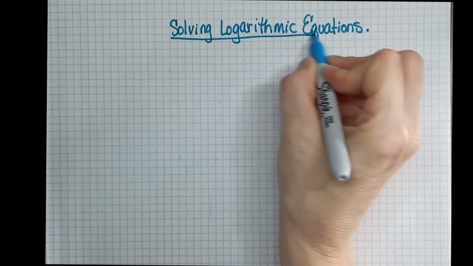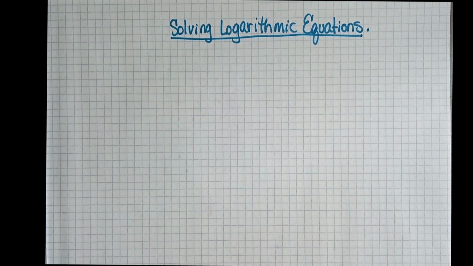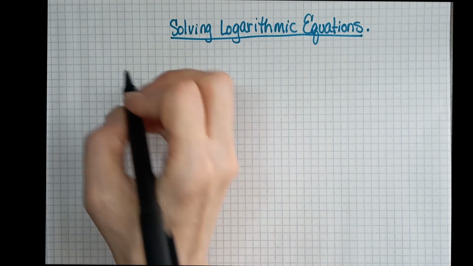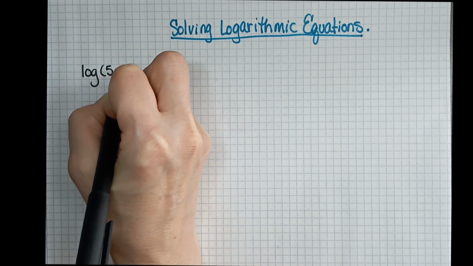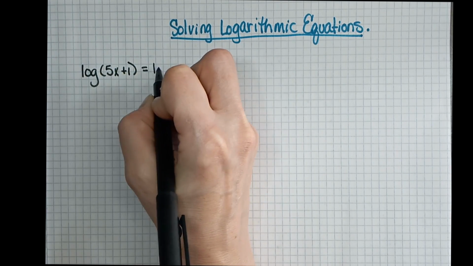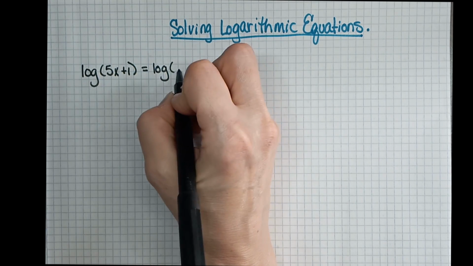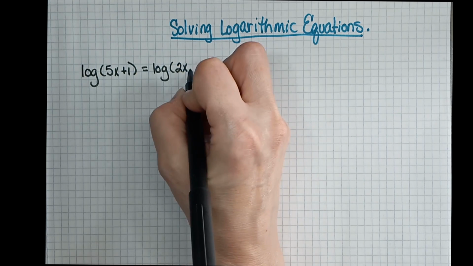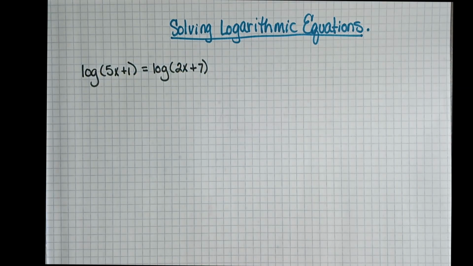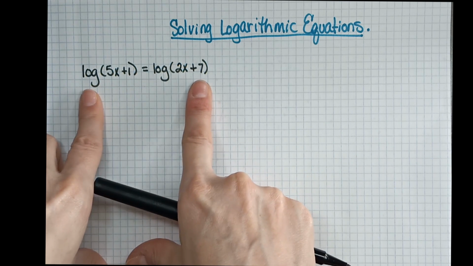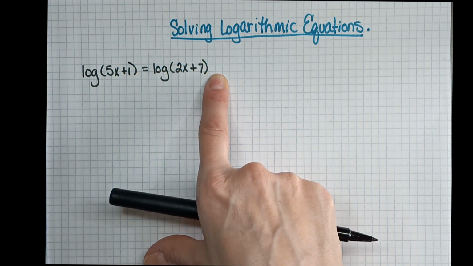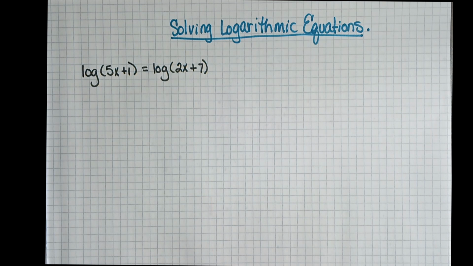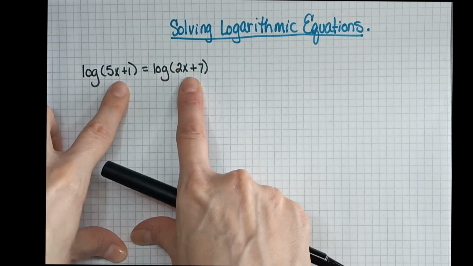Let's first take a look at a couple of questions that don't require us to do a whole lot of changing and converting. Let's take a look at the kind of question you may see, which is log of 5x plus 1 equals log of, let's say, 2x plus 7. Now those are both logs. They're equal logs. They both have just logs on either side of the equation. They don't have anything added to them. Basically, it's a common log of this equals a common log of this.